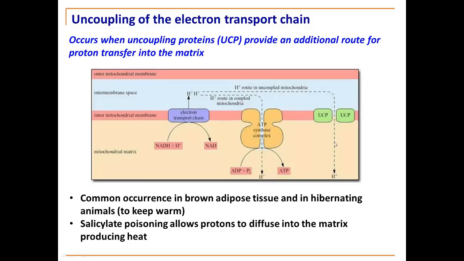But also, as another example, salicylate or aspirin poisoning allows protons to diffuse back into the matrix as well, producing heat. So aspirin poisoning leads to excess heat production and, by its very nature, less ATP production as well. Okay, so we've gone through glycolysis, the citric acid cycle, and the electron transport chain. I fully understand it's quite a hard topic for most people. Hopefully you'll understand most of what we've gone through today.